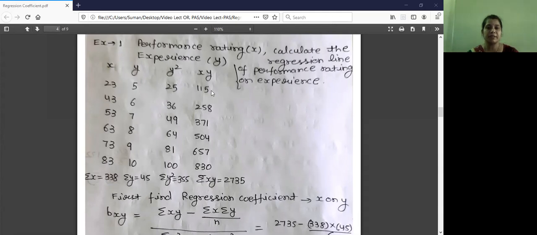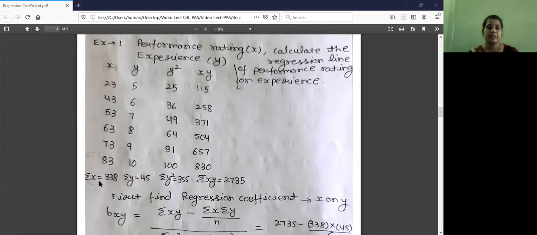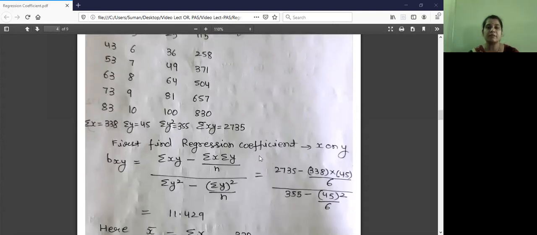23 into 5, 115, 43 into 6, 258, 53 into 7, 371, 63 into 8, 504, 73 into 9, 657, and 83 into 10, 830. And here we find the sum. So summation x is equal to 338, summation y is equal to 45, summation y square is equal to 355 and summation xy is equal to 2735.